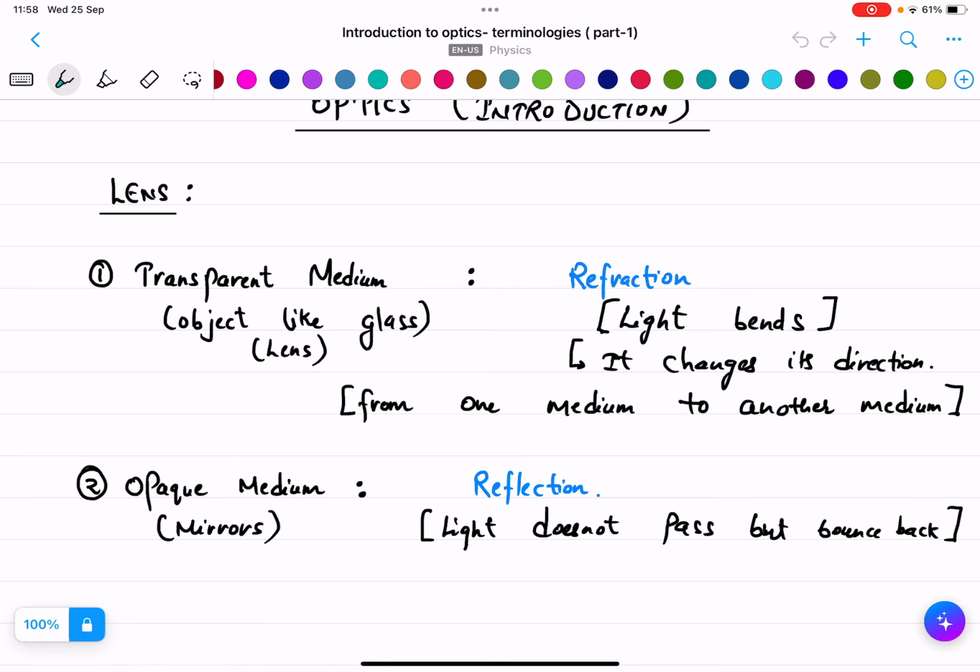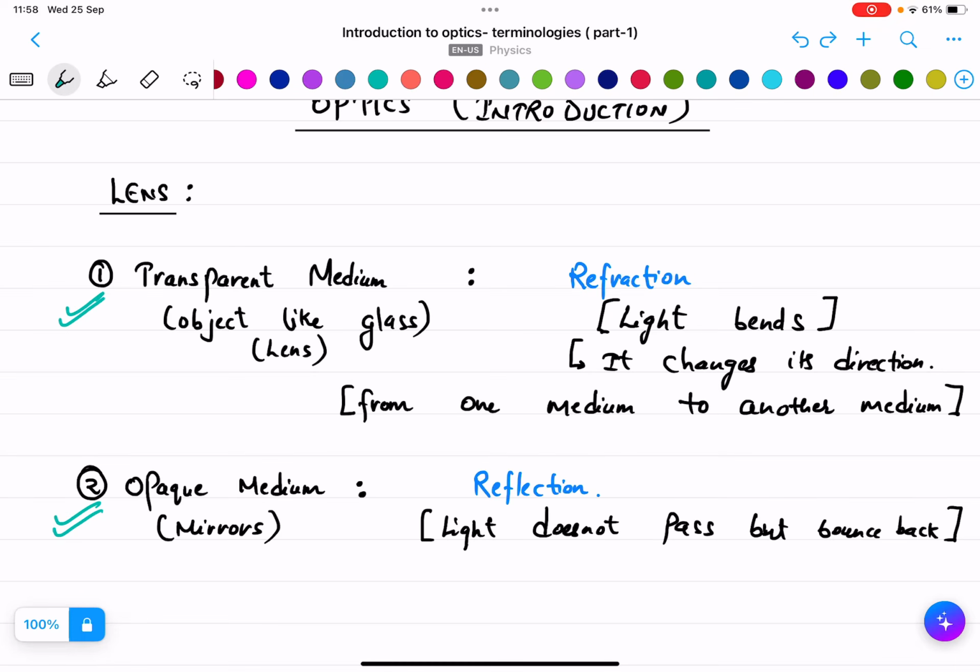Okay. So now there are two types of medium. The first one is transparent medium and the other one is opaque medium. Transparent medium, you all know the examples of transparent medium like glass, lens, etc. And opaque mediums like mirrors. So basically, what is the difference between a lens and a mirror? When you see yourself in a mirror, you cannot see what's at the back side of the mirror, but in a lens you can see.